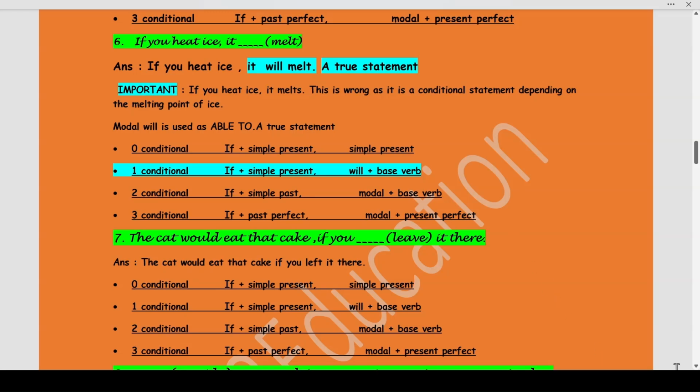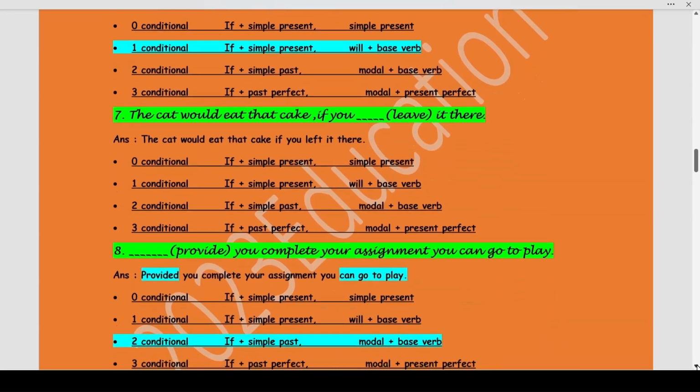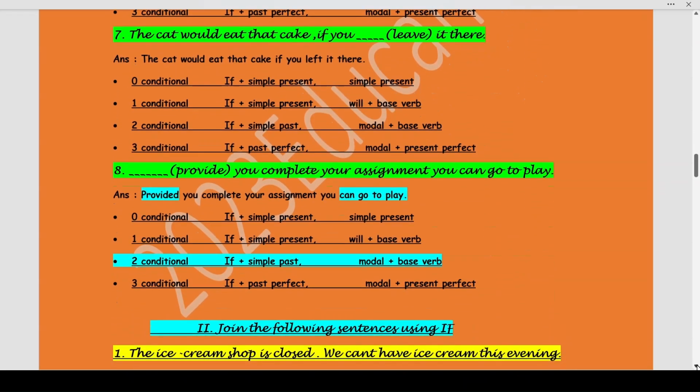Okay, now number 7. The cat would eat that cake if you leave it there. Now this again also is very important. The cat would eat that cake if you left it there. Now would eat that cake, we have a modal and eat is the base verb. If you leave it there becomes left it there. So simple past. So this is your type 2 conditional.